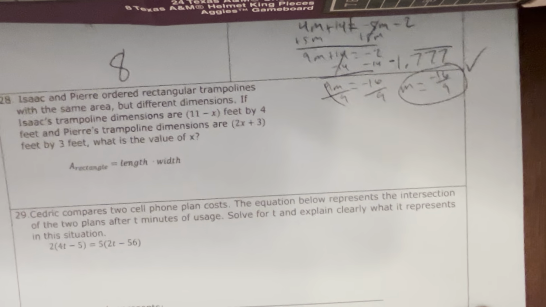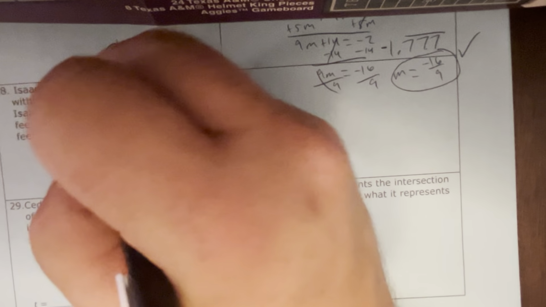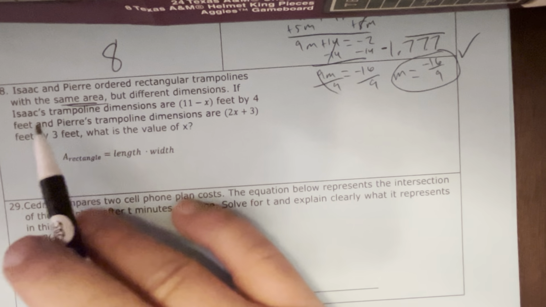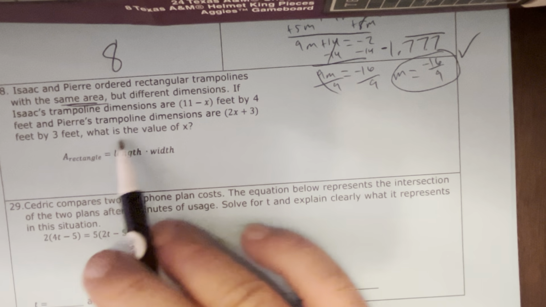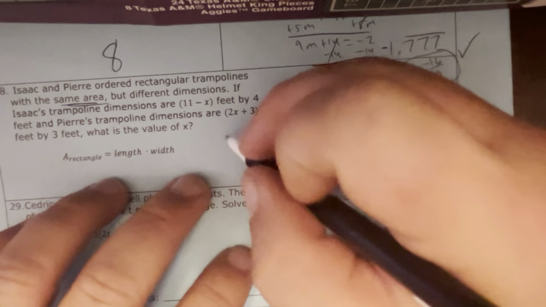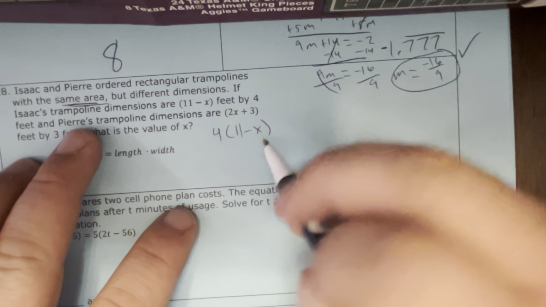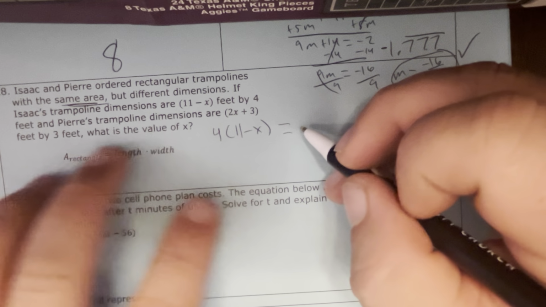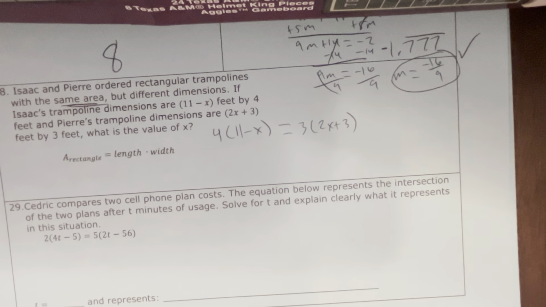Number 28, Isaac and Pierre ordered rectangular trampolines with the same area, but different dimensions. If Isaac's trampolines are this, and Pierre's trampolines are this, what is the value of x? So area is length times width. So for one of them, it's going to be 4 times 11 minus x. So that's Isaac's trampoline. And then for Pierre's trampoline, it's going to be 3 times 2x plus 3. And then we got to solve this one.